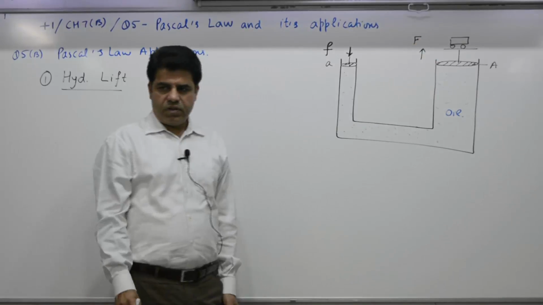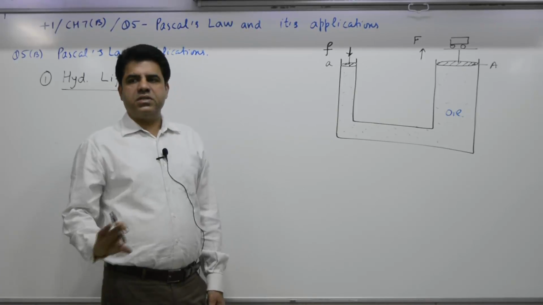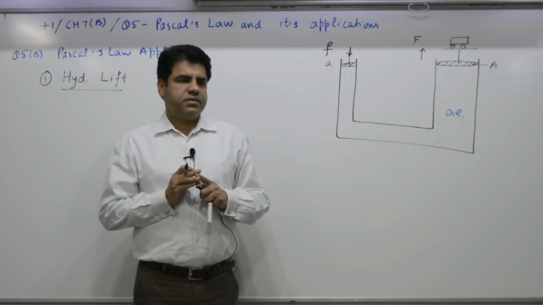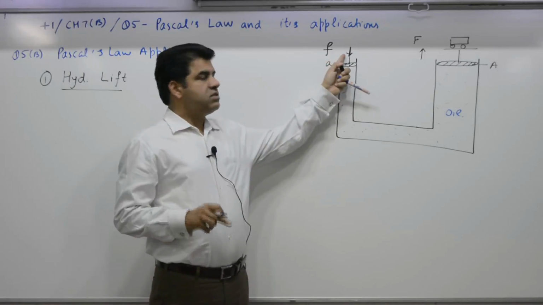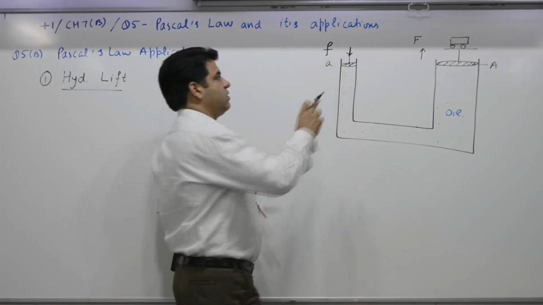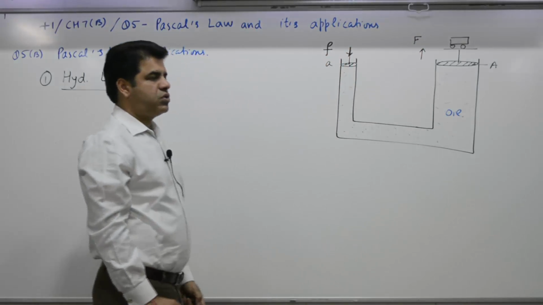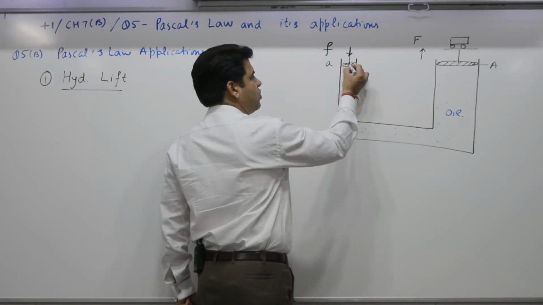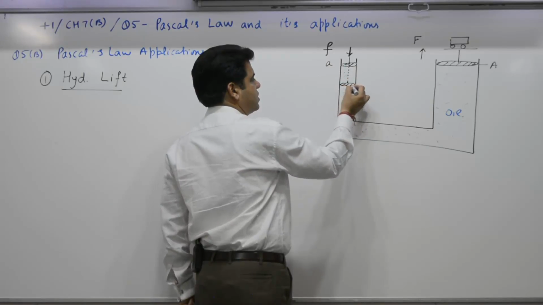For example, if you have to lift a car, suppose you need 10 persons. Without this machine, you need 10 persons to lift a car. But using this machine, one person is sufficient to lift the car. How? This force will be 10 times this small force. How is it possible? You apply a small force on the left side and this piston moves downwards.